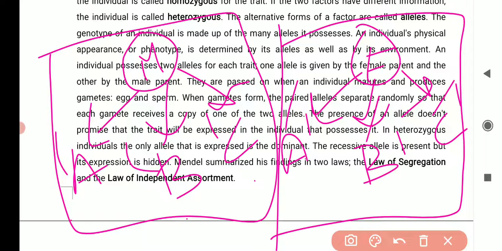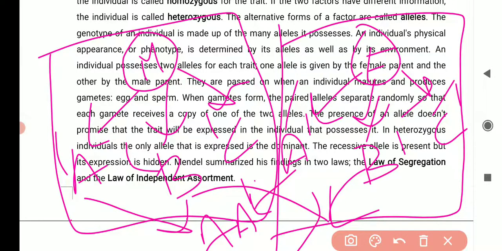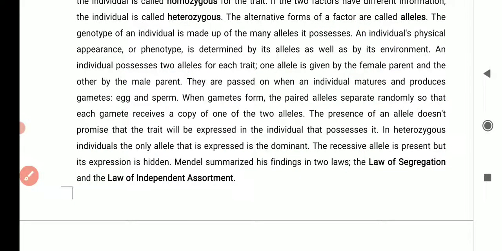Then when they become a zygote, they will come together and assort together. A will come together with A dash, they will pair. B will come together with B dash, they will pair. C will come with C dash and they will pair. So I think you have understood somehow.